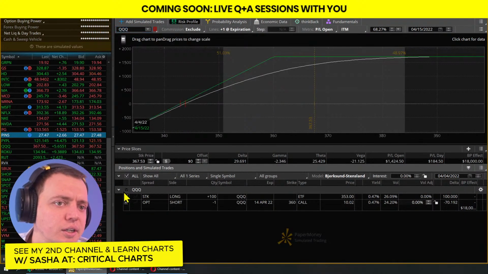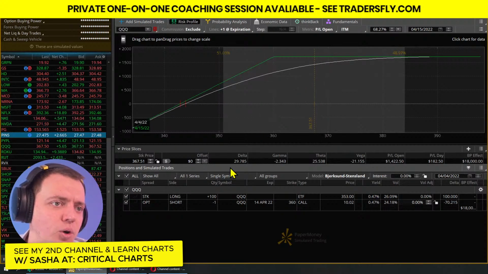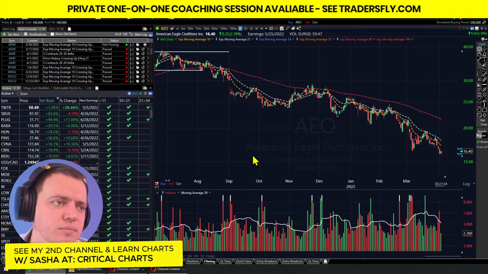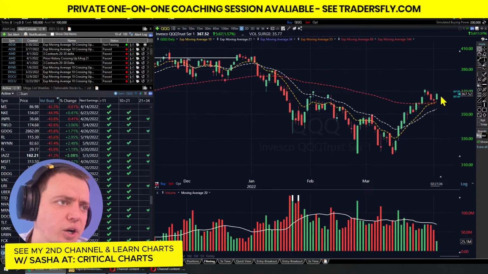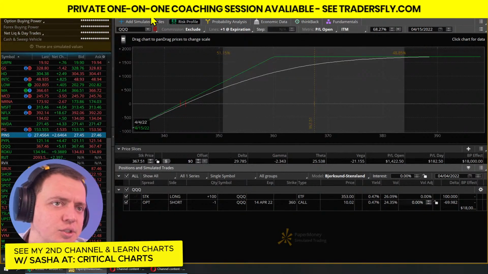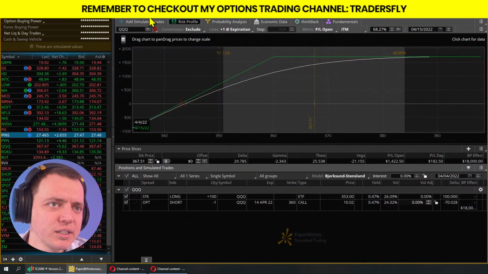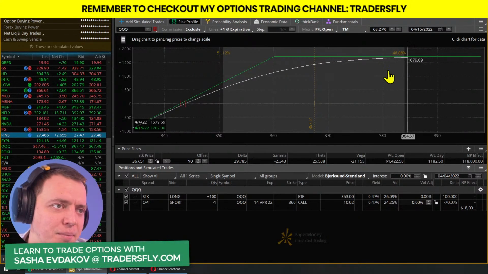So QQQ here, what you can see right now is we're basically holding about 29 delta. And what you'll see with the QQQ, we are a bit toppy. There's a couple things I could do if I'm trying to add positions or reduce positions. If I think things are a little toppy, I've got April 14th. If I'm thinking toppy, I could add another call.